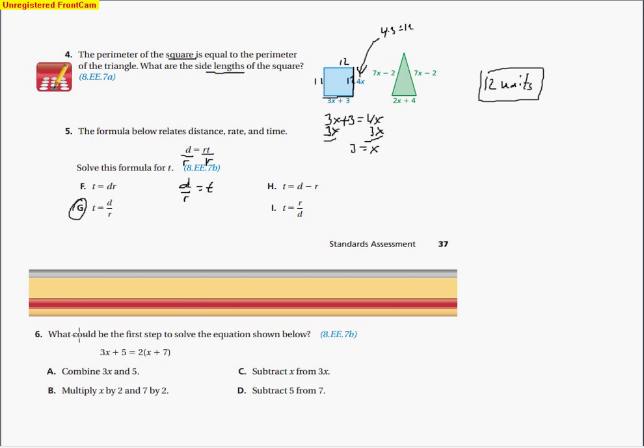Number 6, it says what could be the first step to solve the equation shown below? My first step would be to multiply the 2 over the x and the 7.